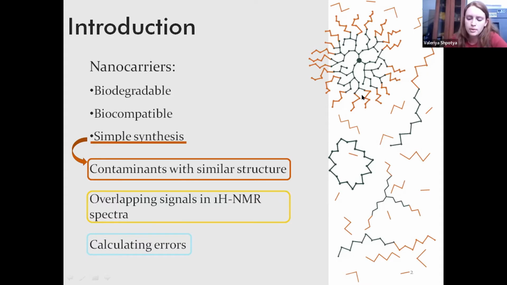so forth. But some contaminants may develop as a result of the simplified synthesis, and their structure is similar to that of the target product. So this results in overlapping of the signals in the standard proton spectrum, and after we use this spectra, it results in calculating errors. And the only way to estimate the component proportion in the signals in the proton spectra is to do a diffusion experiment dosing.